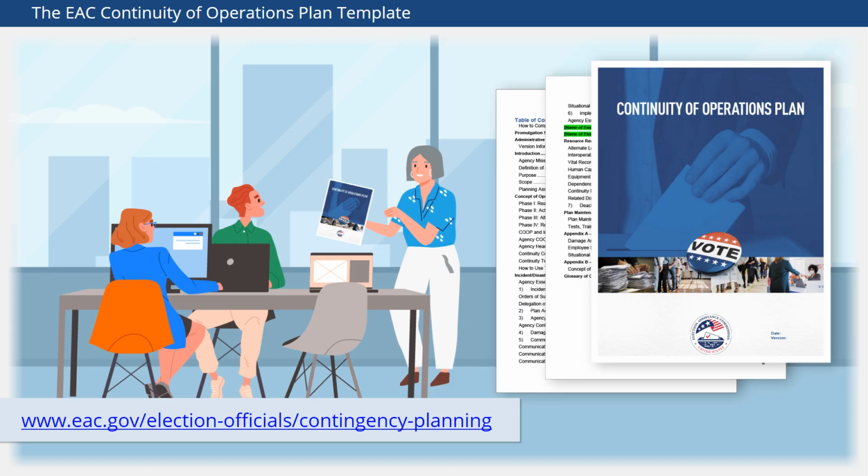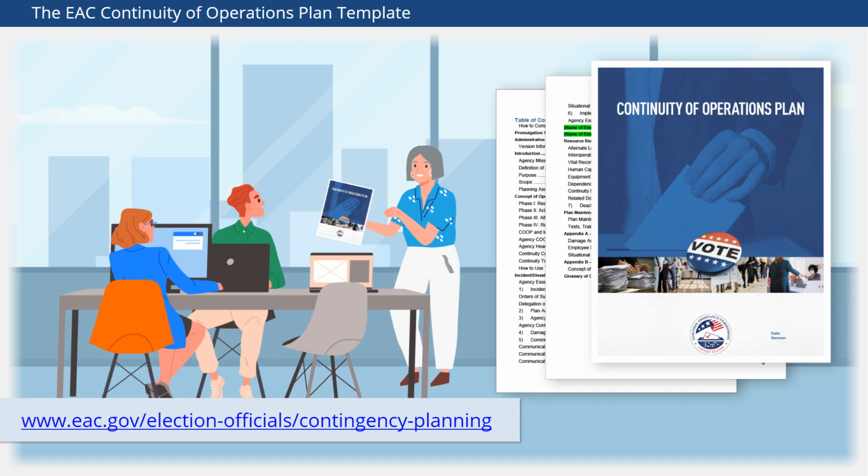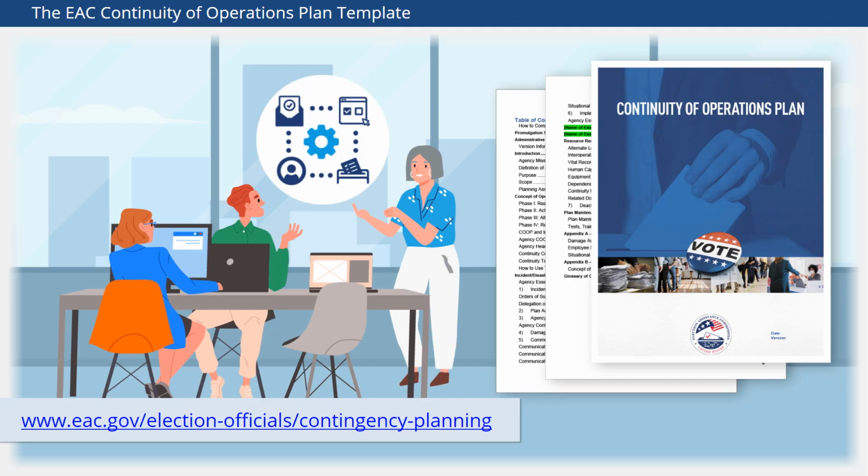Keep in mind that any thoughtful plan is better than having no plan at all. Remember the adage, failing to plan is planning to fail. If the plan you create doesn't follow the EAC's COOP template exactly, that's okay. The important thing is that you think through your office's essential functions, document plans to continue those functions during a disruption, and communicate those plans with government partners or other parties that might be asked to help.